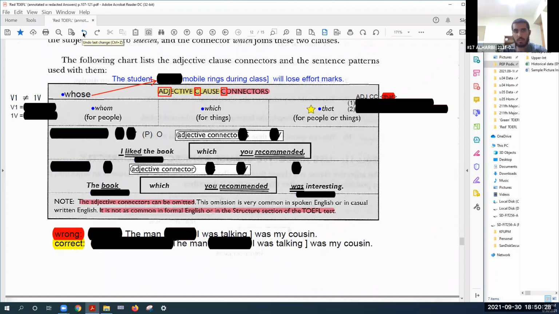The student whose mobile rang. Whose mobile? The student whose mobile rings during class will lose effort marks. What is the meaning of whose, gentlemen? W-H-O-S-E. The subject belongs to him, the owner. Do you understand? Yes. There you go.